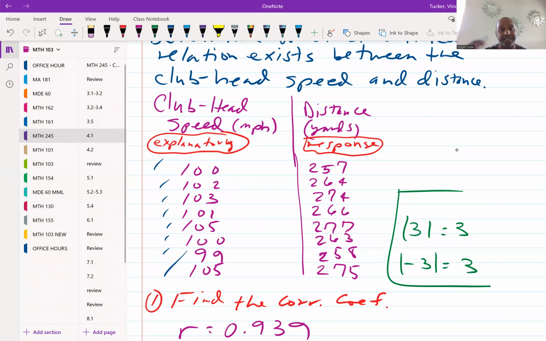So in other words, the distance the ball travels is responding to how fast I swing the golf club, and how fast I swing the golf club explains the distance that the ball is going to travel. So that's what we're talking about, explanatory versus response variable. One should explain what's happening, and the other should be responding to what's happening. So that's why they call it explanatory versus response.